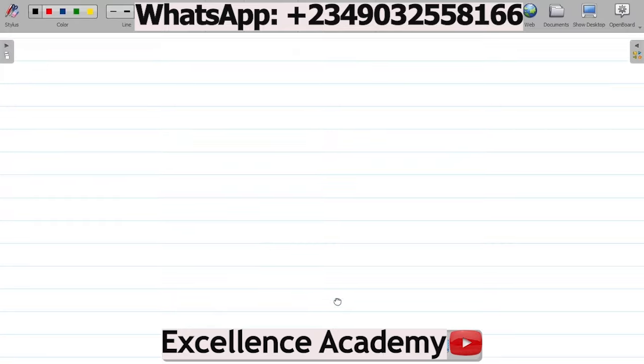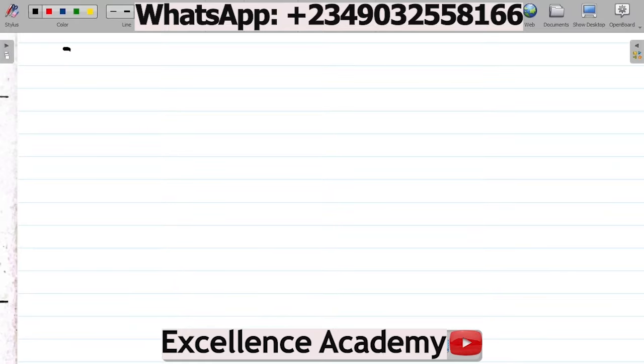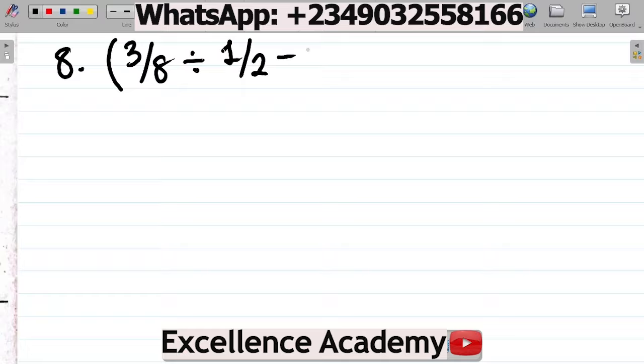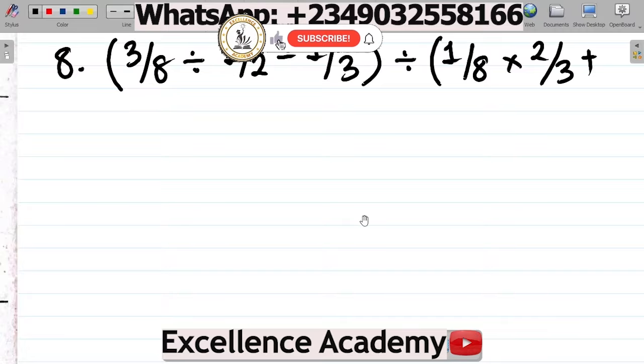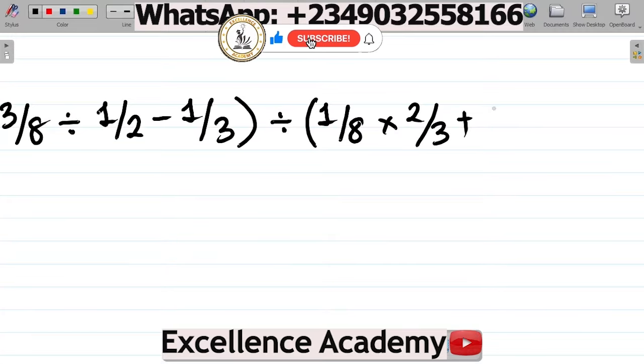For question number 8, what we are given in the first bracket is 3 over 8 divided by 1 over 2 minus 1 over 3. This is divided by, in the second bracket, 1 over 8 times 2 over 3 plus 1 over 3. So we have this.